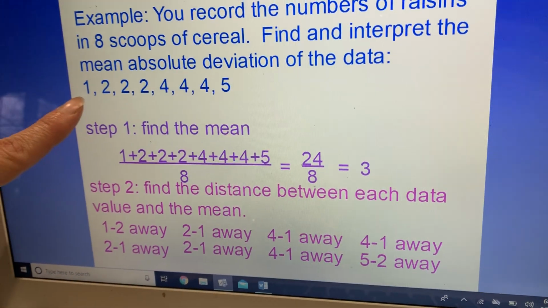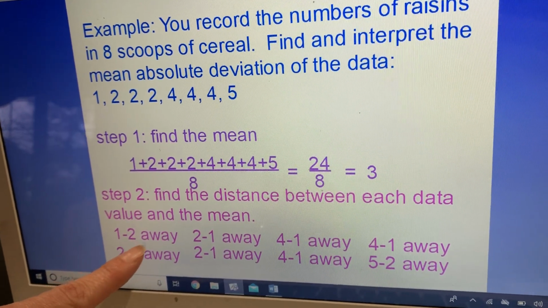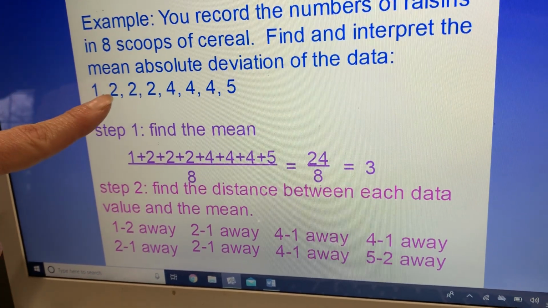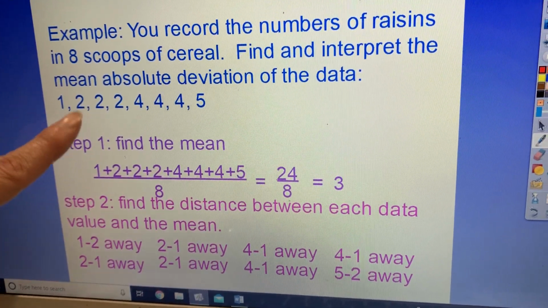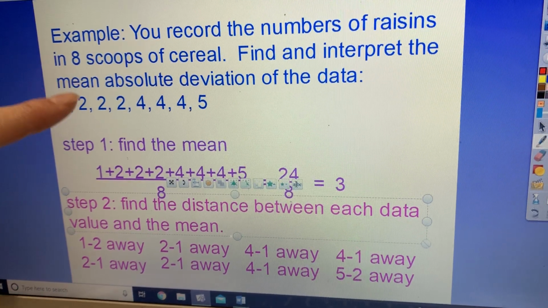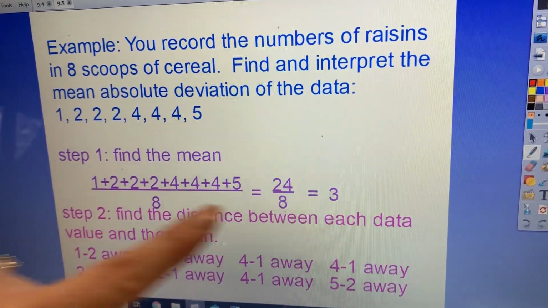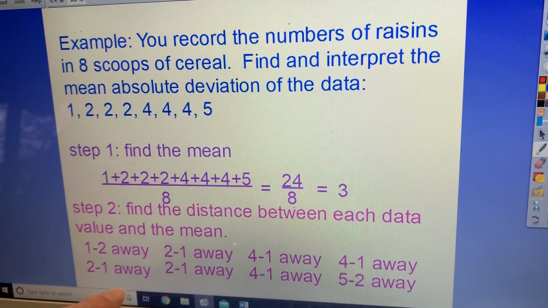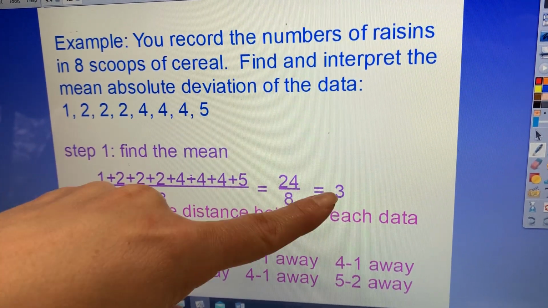So how far away is 1 from 3? Well, 3 minus 1 is 2 away. We're 2 away from the mean. In scoop 2, we had 2 raisins. If we said the mean was 3, how far away is 2 from 3? Well, it's only 1 away. Our third scoop had 2 raisins. How far away is 2 from 3, our mean? That's also 1 away. And then our fourth scoop, we also had 2 raisins. How far away is 2 from 3?